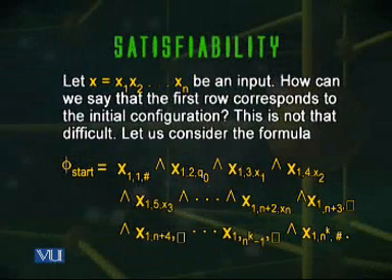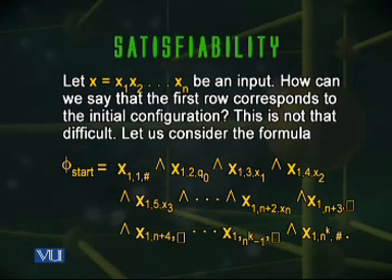Now we want to come up with a formula which will say that the first row is the initial configuration of the Turing machine M on input x. So let's take an input x, which is x1, x2, x3, all the way up to xn. We will consider this formula which we call phi start. Let's see what phi start says. Phi start says the formula x_{1,1,#} and x_{1,2,q0} and x_{1,3,x1} and x_{1,4,x2} all the way up to x_{1,n+2,xn}.